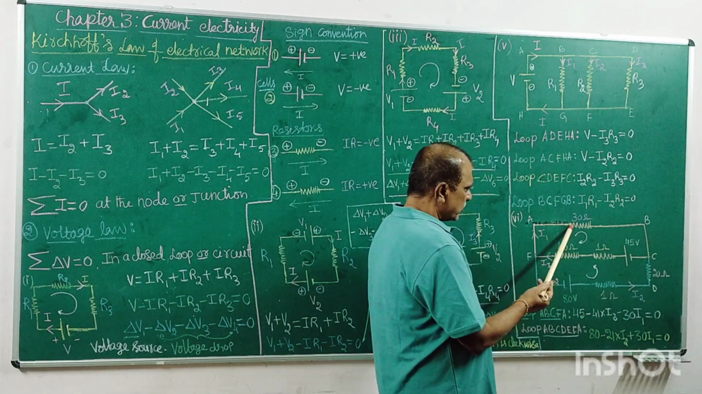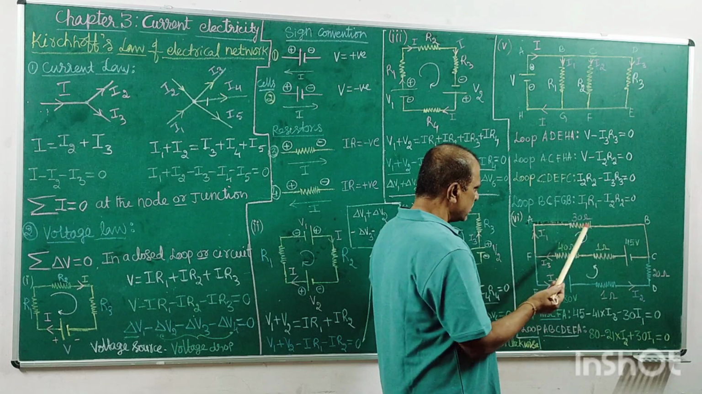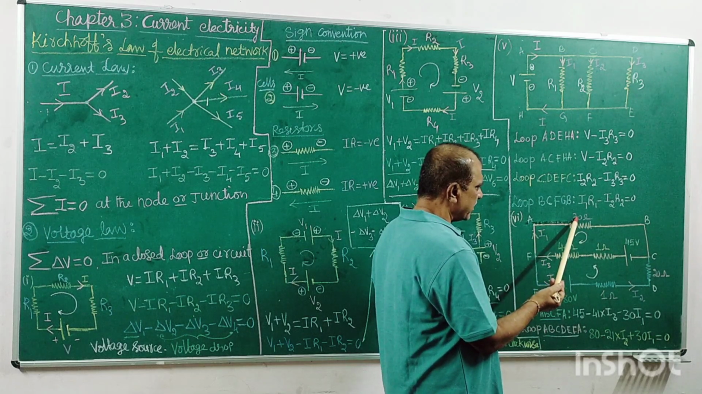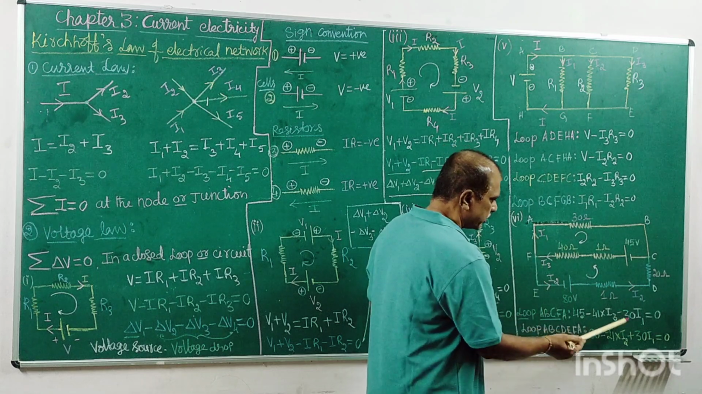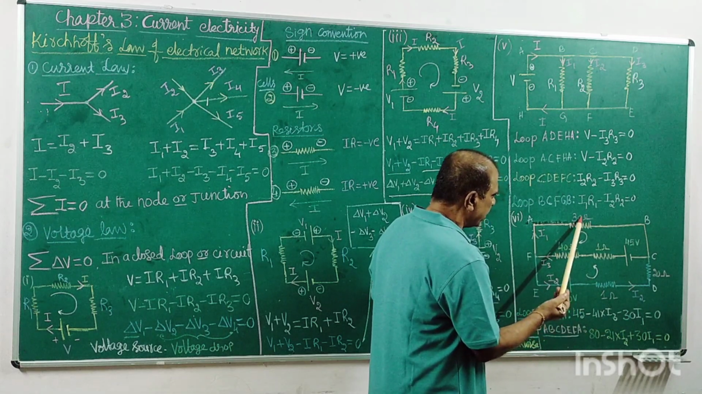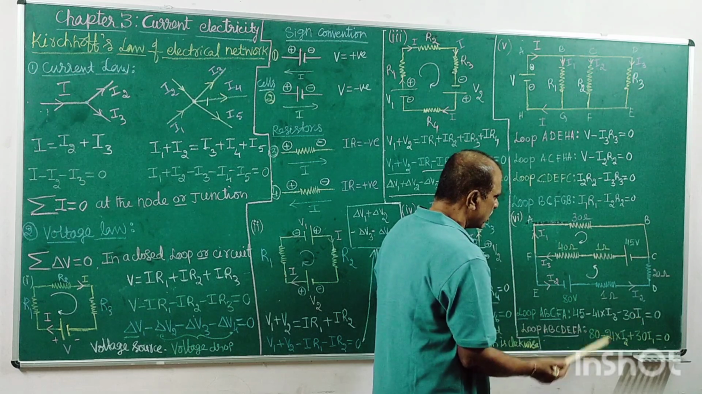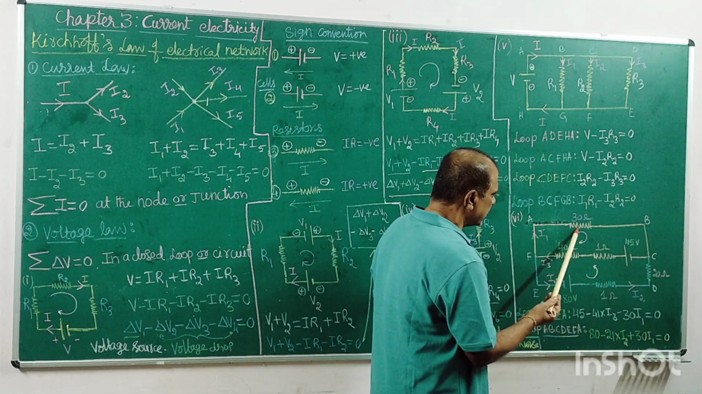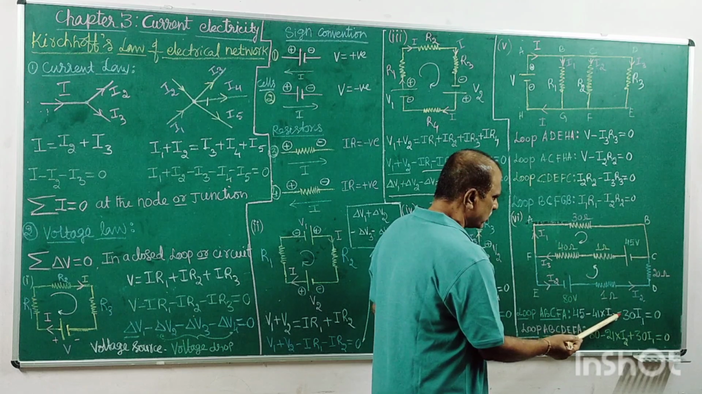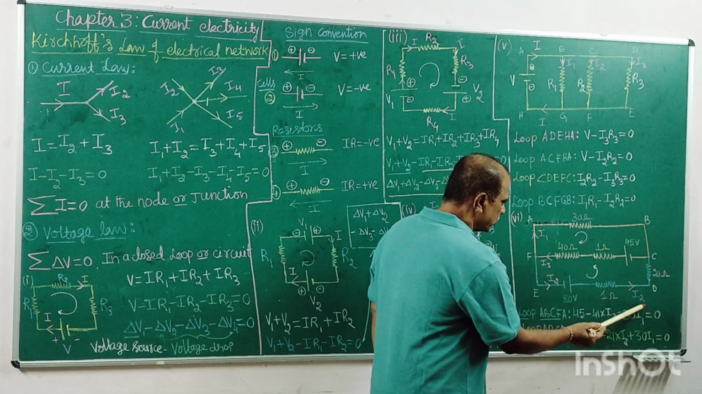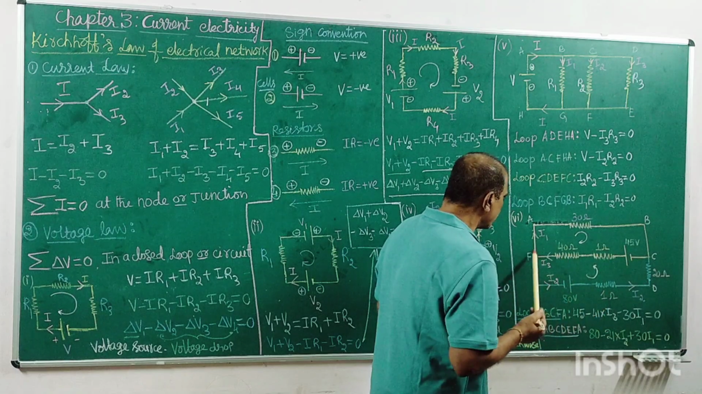Next one, the last one, is this. The current is this. Resistance is 30. 30 into I1 is the voltage drop. 30 resistance into current. And the sign convention is the same, plus and minus. Minus it takes. Equals 0. So this equation holds good for this loop.